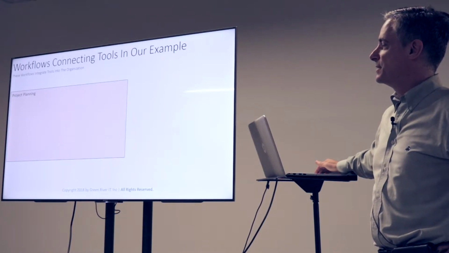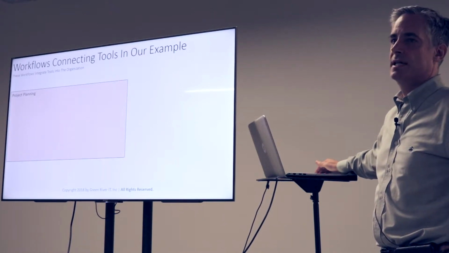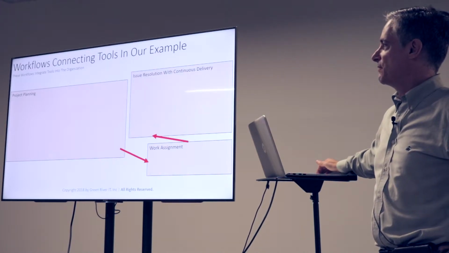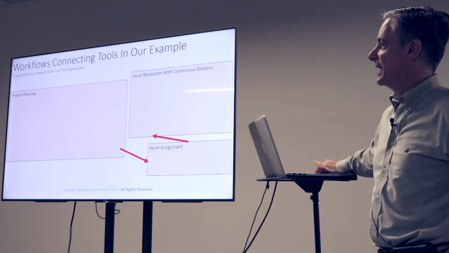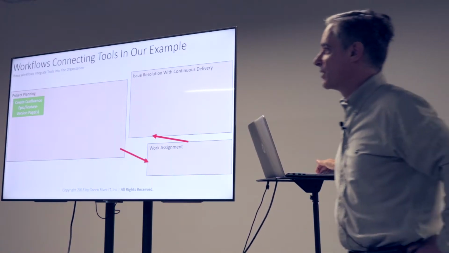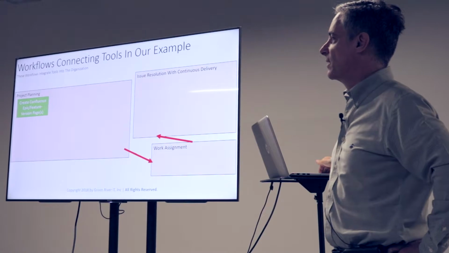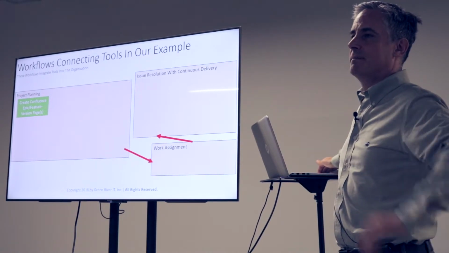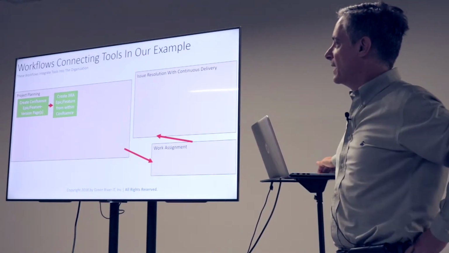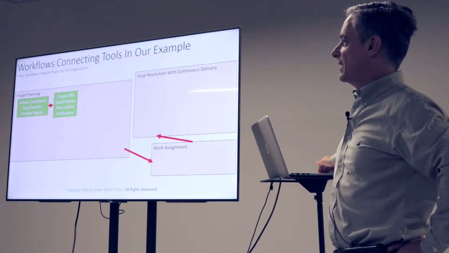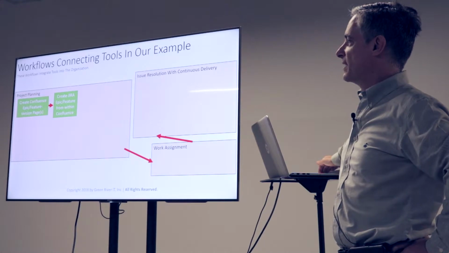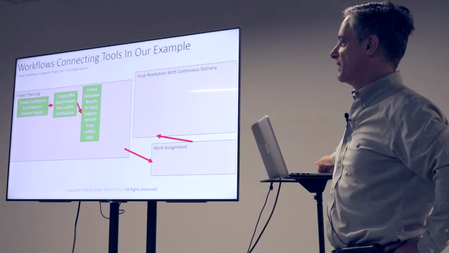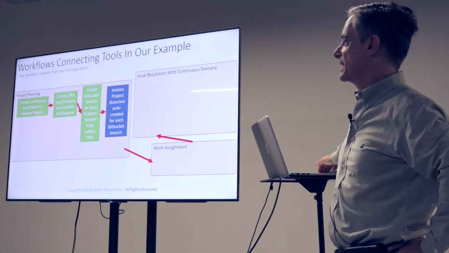So to accomplish this, we created workflows for project planning, for work assignment, and for issue resolution using continuous delivery. And in the project planning, we started with our requirements pages in Confluence, which enable you to integrate with Jira. And this involved a process of creating a Jira Epic feature from within Confluence. Then we created a Bitbucket branch for the Epic feature from within Jira so that they're integrated together.